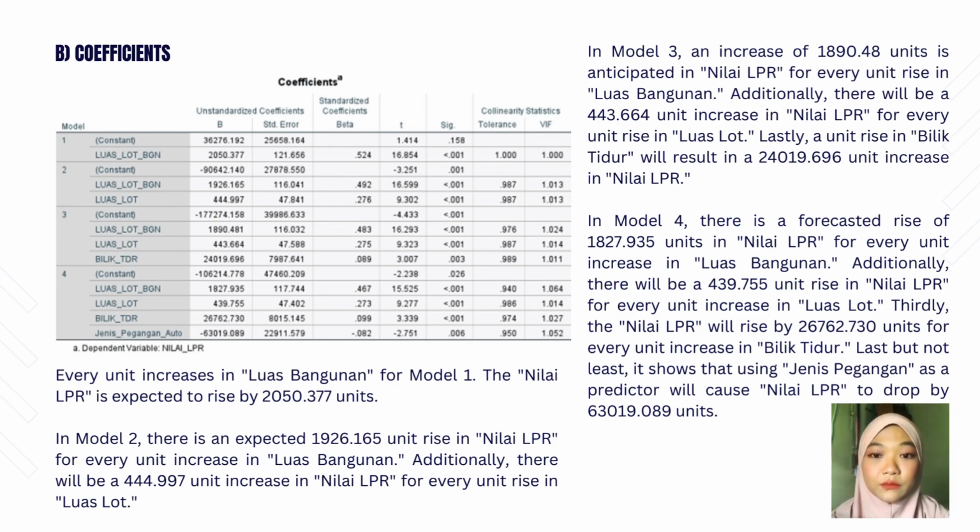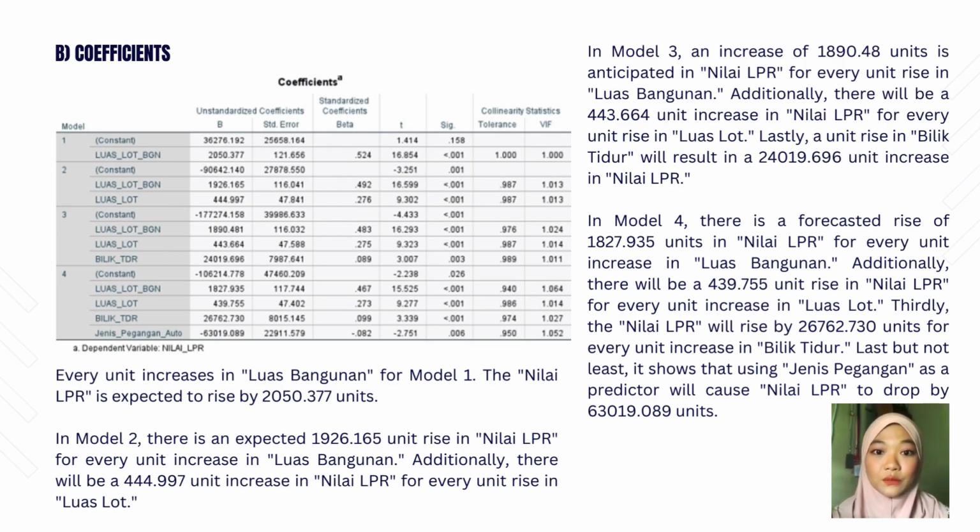Additionally, there will be a 443.664 unit increase in nilai LPR for every unit rise in luas lot. Lastly, a unit rise in bilik tidur will result in a 24019.69 unit increase in nilai LPR. In Model 4, there is a forecasted rise of 1827.935 units in nilai LPR for every unit increase in luas bangunan. Additionally, there will be a 439.755 unit rise in nilai LPR for every unit increase in luas lot.